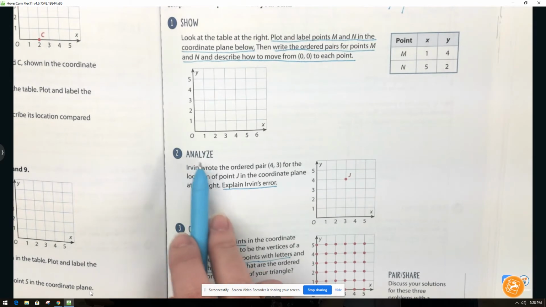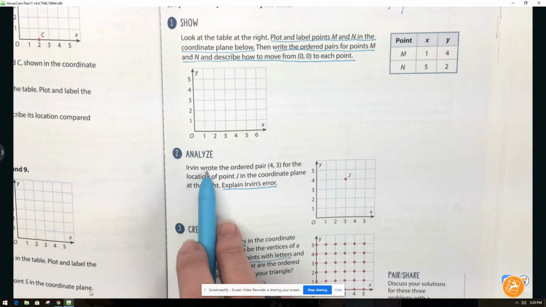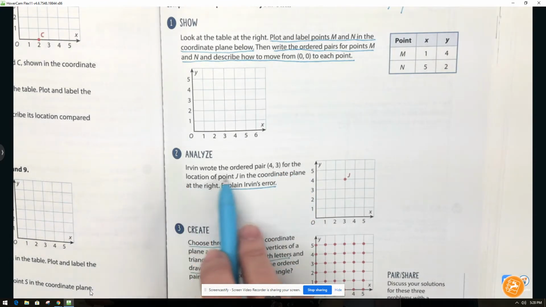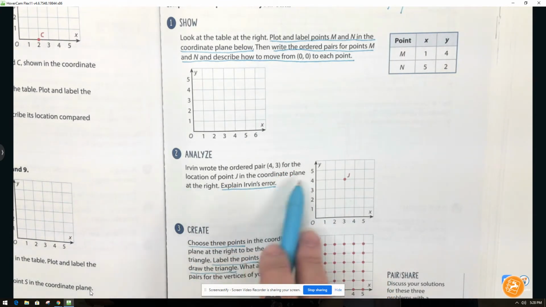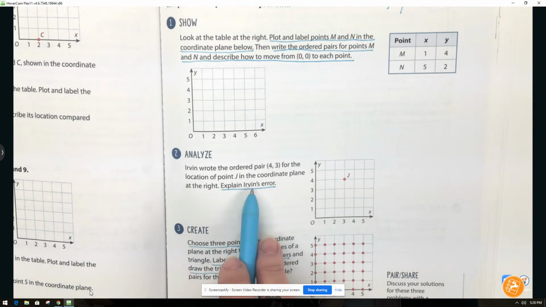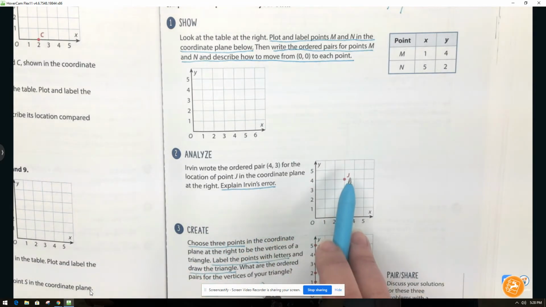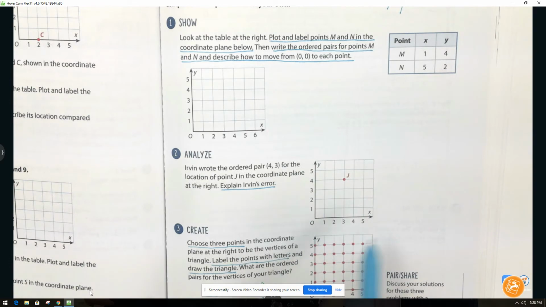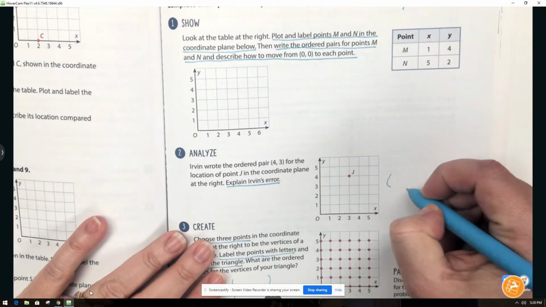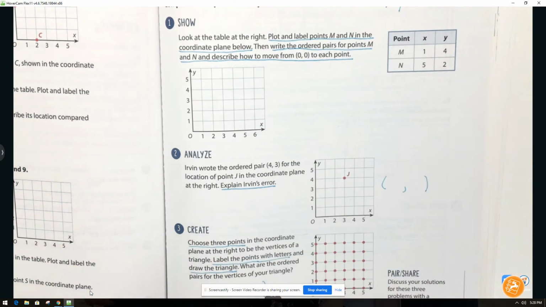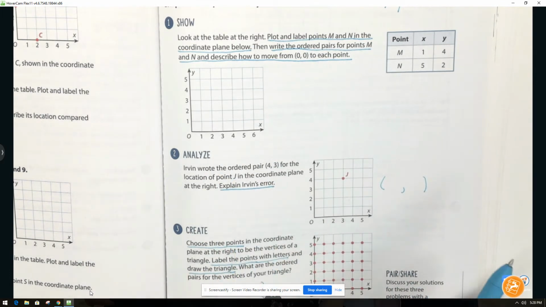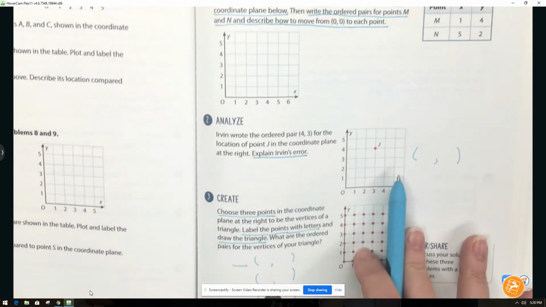For number 2, it says Irvin wrote the ordered pair 4, 3 for the location of point J in the coordinate plane at the right. Explain Irvin's error. So J does not have an ordered pair of 4, 3. So I want you to look and find out what is the actual ordered pair. What should the ordered pair be? And then explain what Irvin did wrong underneath here, or write it down here.